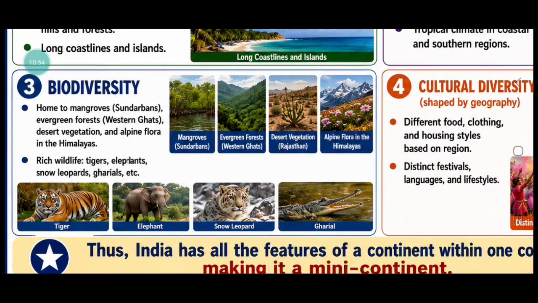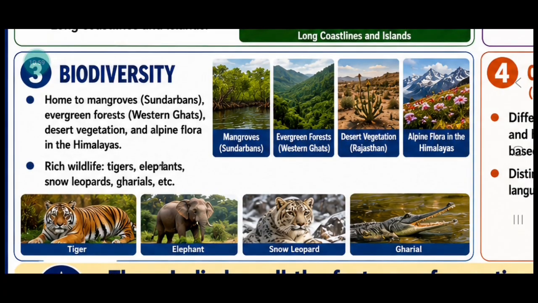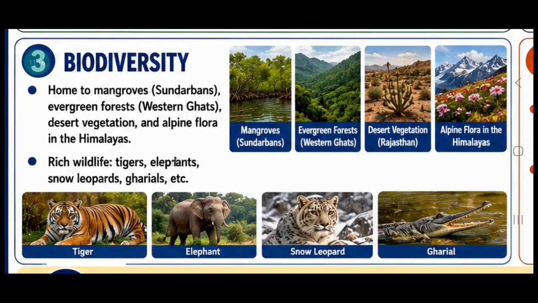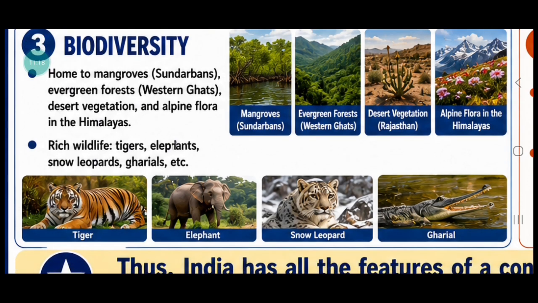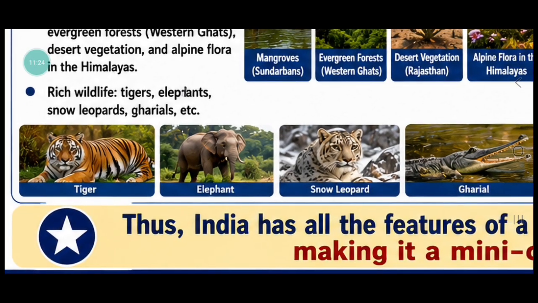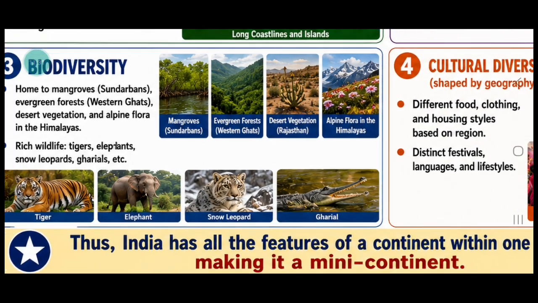India is home to mangrove forests, evergreen forests, desert vegetation, and alpine flora in the Himalayas. So India has mangroves in Sundarbans, evergreen forest in Western Ghats, desert vegetation and alpine flora in the Himalayas, and rich wildlife: tigers, elephants, snow leopards, gharials, etc. Such kinds of animals are there in our country. There is great diversity in vegetation, in wildlife, in biodiversity overall, right children?